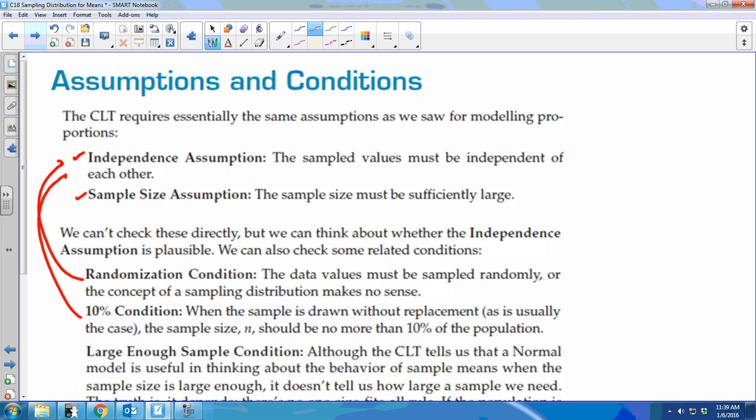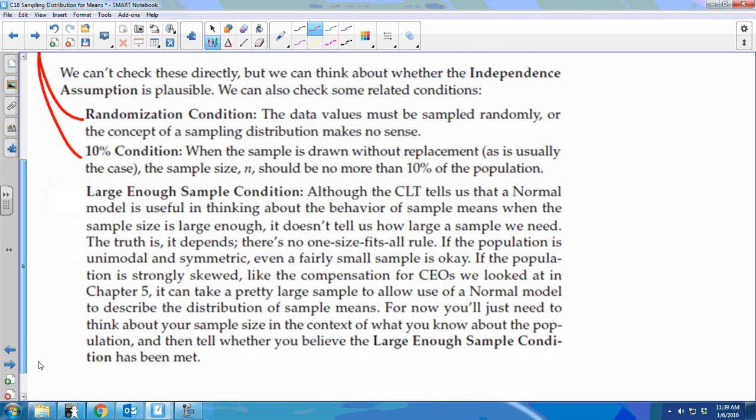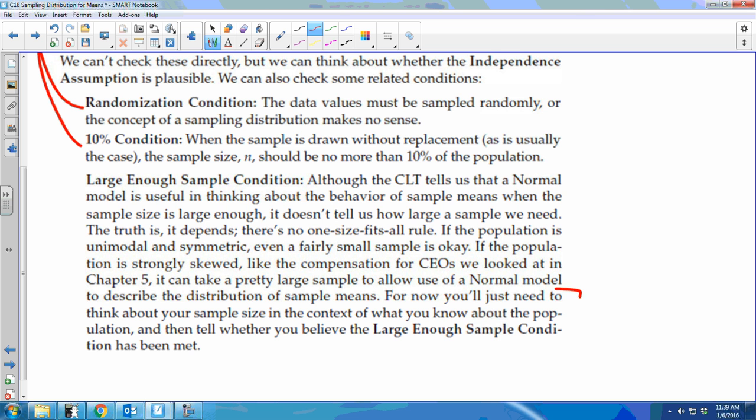However, for sample size, for proportions, we do np is greater than or equal to 10, and nq is greater than or equal to 10. Well, for means, we don't have a p, so we can't do n times p. If we don't have a p, we can't do n times q, because we don't have a q. All right? So for sample size, you'll need to think about your sample size in the context of what you know about the population, and then tell whether you believe the large enough sample condition has been met. Do you think the sample size is large enough?